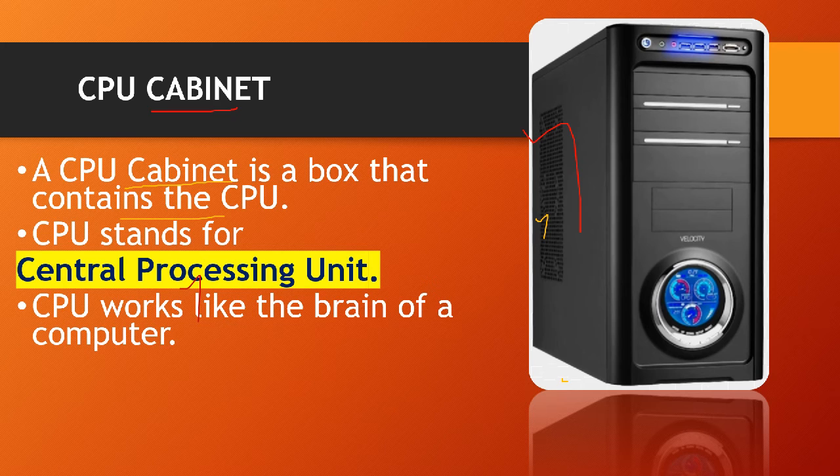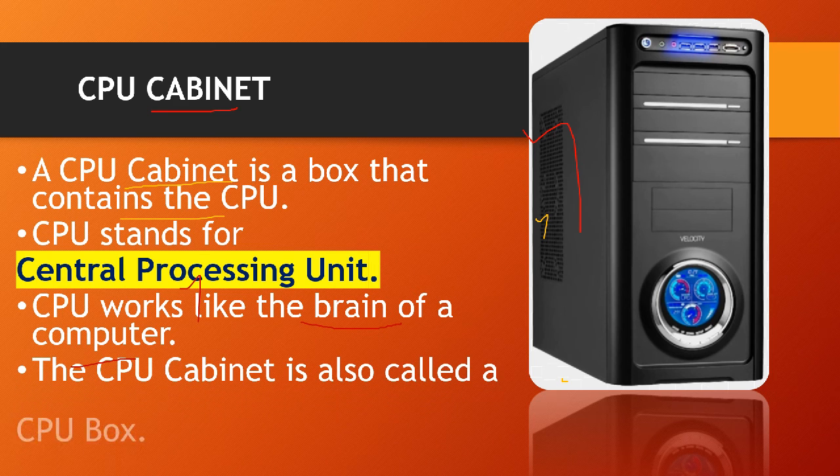And CPU works like the brain of a computer. See, where is your brain? Do you have a brain? Yes, everything is stored in your brain, right? Similarly, in a computer, the CPU acts like a brain. So CPU is the brain of the computer. Which part of the computer is called the brain? CPU is called the brain of the computer. This is also very, very important. The CPU cabinet is also called CPU box. So, you understood all about CPU and CPU cabinet.